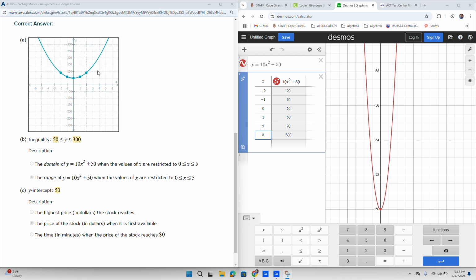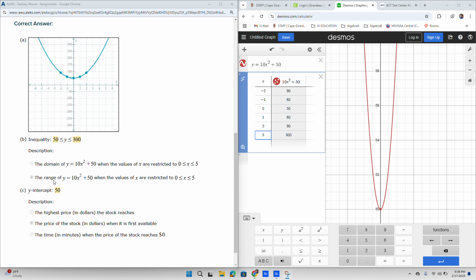So then we got this graph right here. And then for your inequality, it's asking for the first 5 minutes. So over here on Desmos, we have to go ahead and click on where that 5 is, and we can see it's at 300. And then obviously from the start, it's at 50. So that's why for our inequality, it's 50 is less than or equal to y, and then less than or equal to 300.